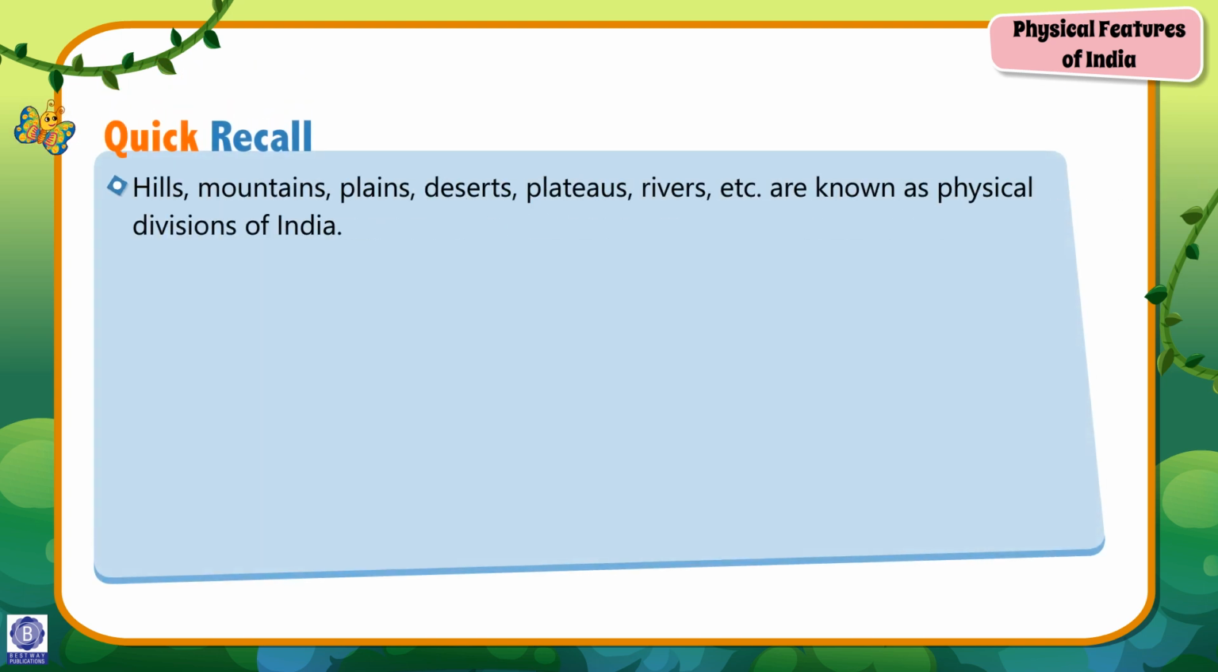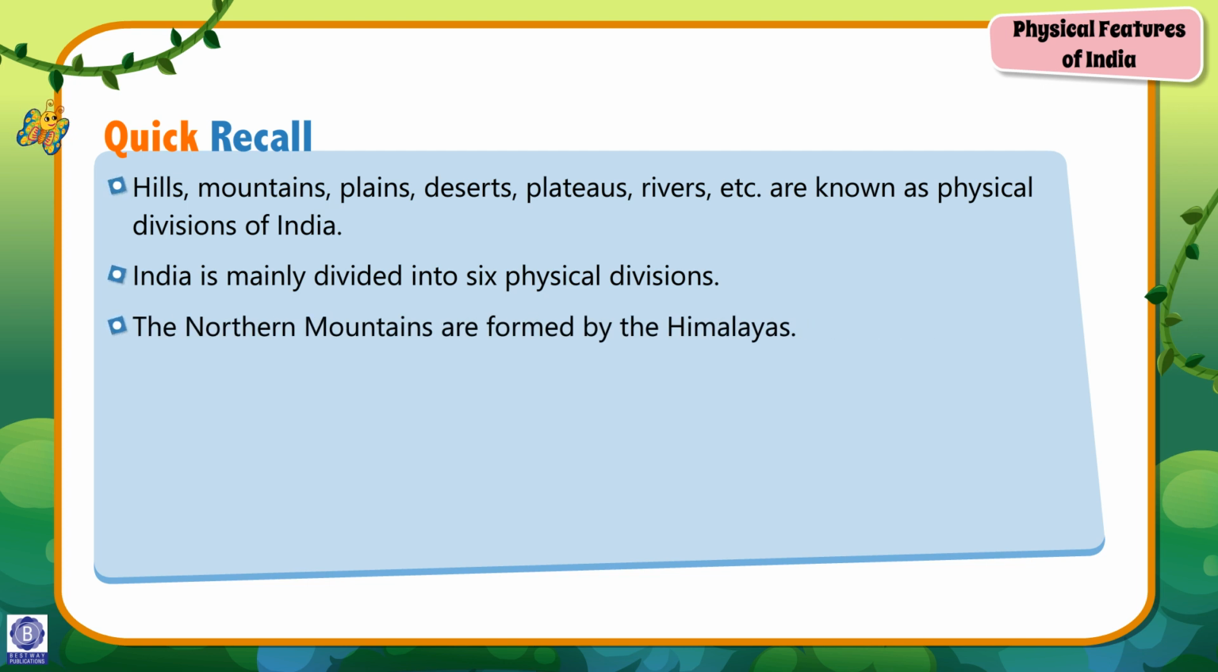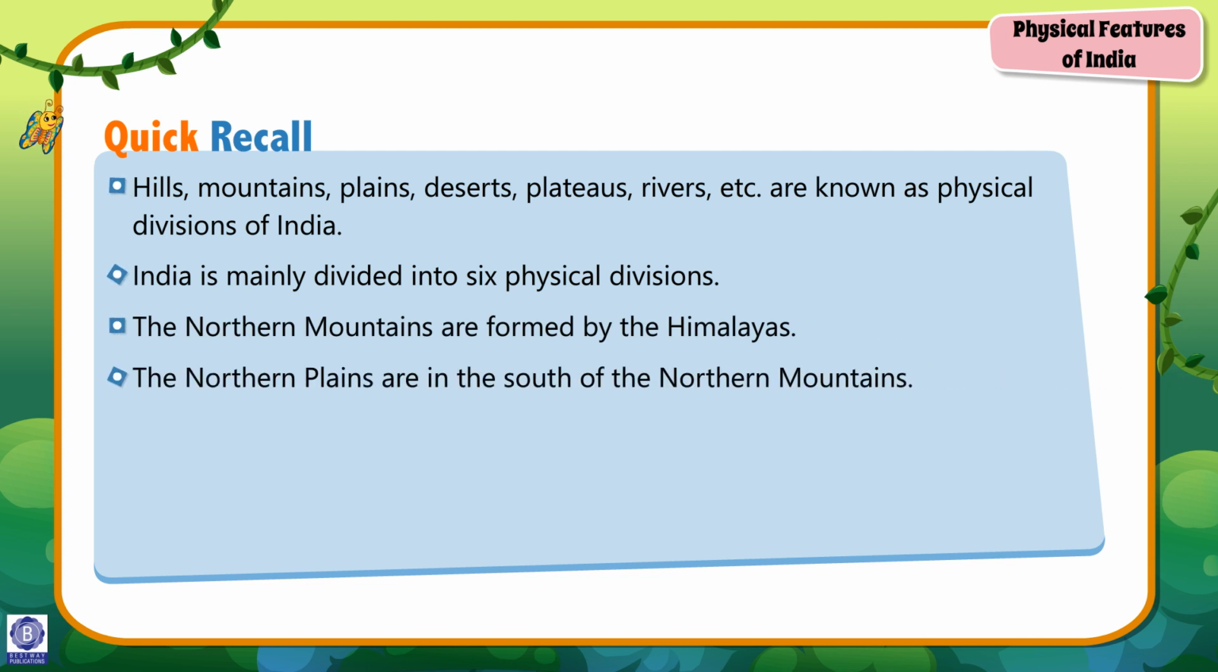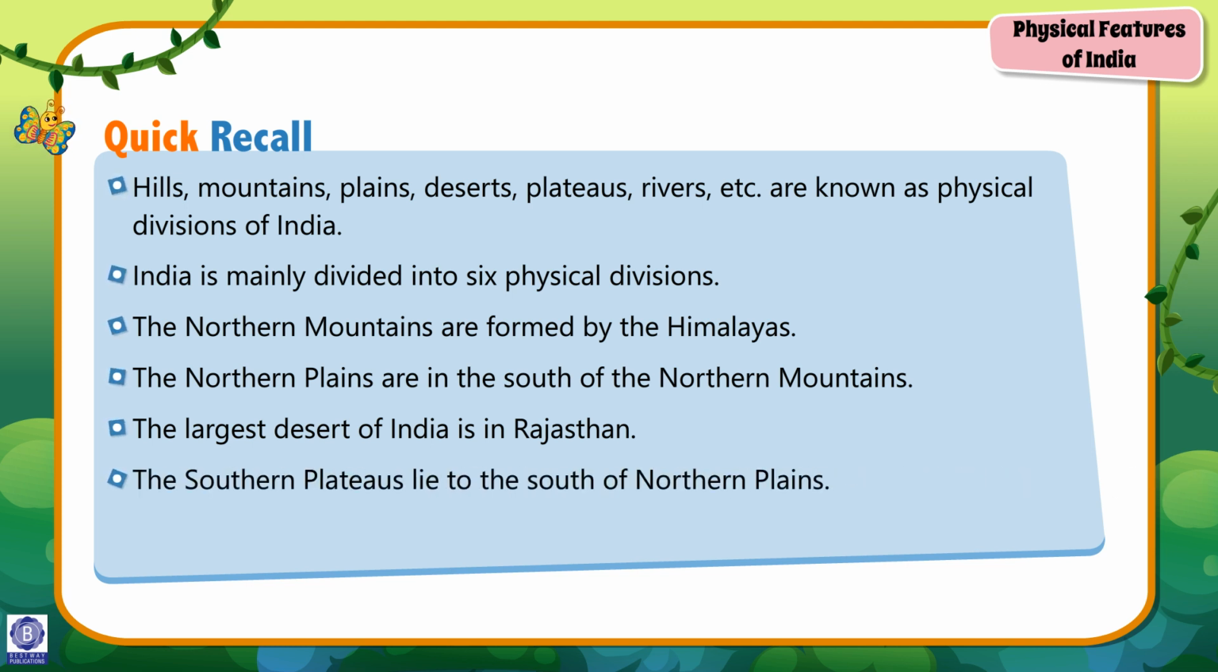Quick recall. Hills, mountains, plains, deserts, plateaus, rivers, etc. are known as physical divisions of India. India is mainly divided into 6 physical divisions. The northern mountains are formed by the Himalayas. The northern plains are in the south of the northern mountains. The largest desert of India is in Rajasthan. The southern plateaus lie to the south of the northern plains. There are 2 island groups in India.